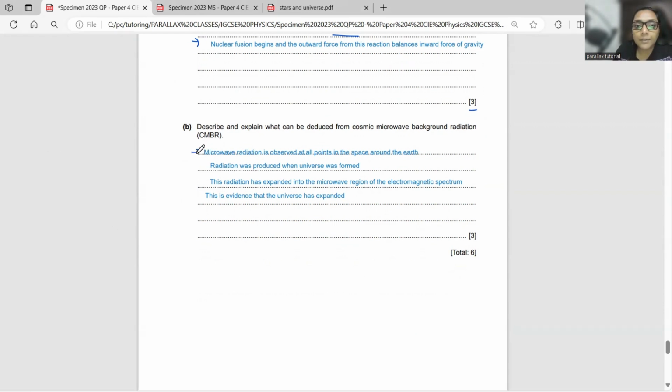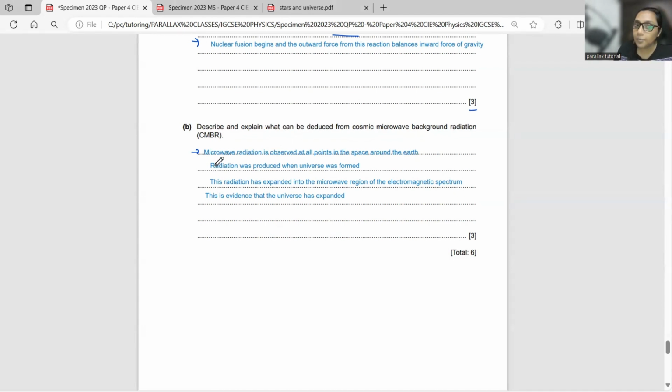Microwave radiation is observed at all points in space around the Earth. The question is: describe and explain what can be deduced from the cosmic microwave background radiation. What do you deduce from the background radiation, which is cosmic microwave radiation in the microwave region? That's what we have to describe. What does it basically mean? That's what they have asked.